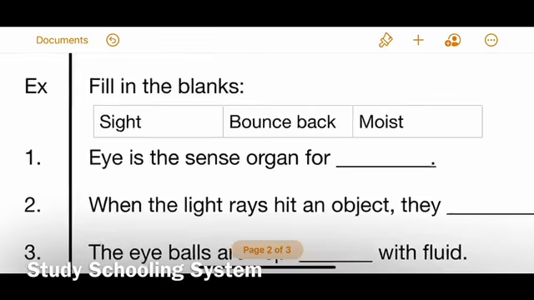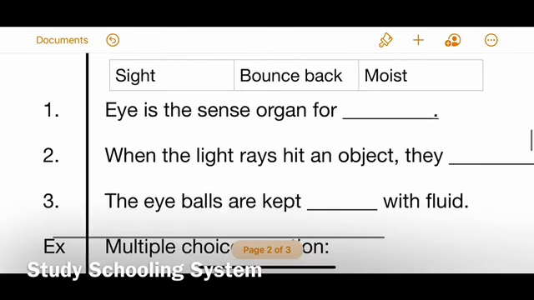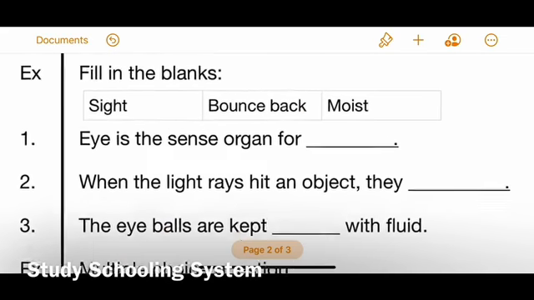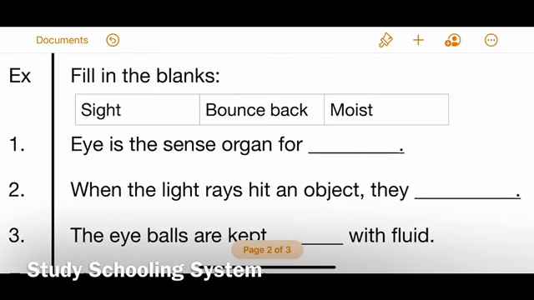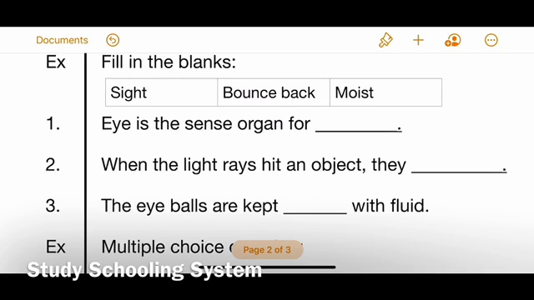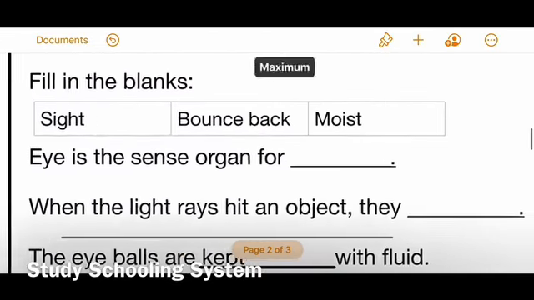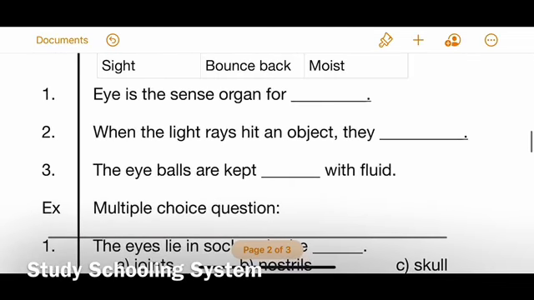You can see I have given a hint box so you can easily do this. You will do this one yourself. Number 1 is eye is the sense organ for dash. You all know this. Of course, the answer will be sight because the other two do not match. Of course, there is no sense called bounce back or moist. So of course it is sight. Part 2 is when the light rays hit an object, they dash. Again, pick from the hint box and you know that sight is done, so you will cross that out and then you have only 2 choices left. The third part says the eyeballs are kept dash with fluid.